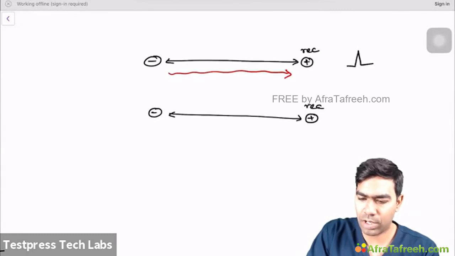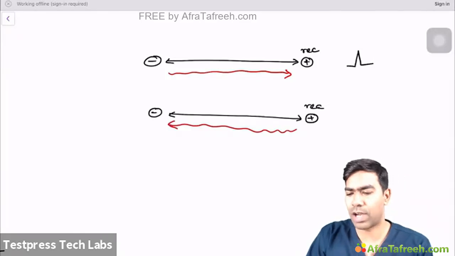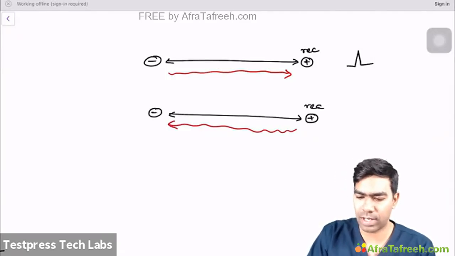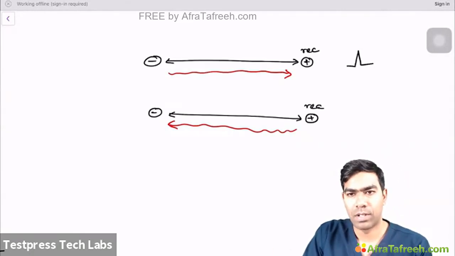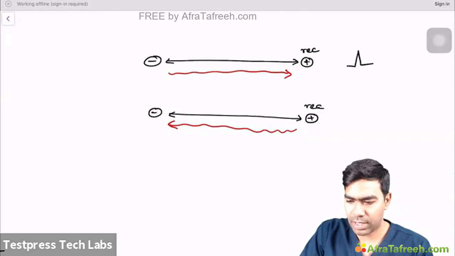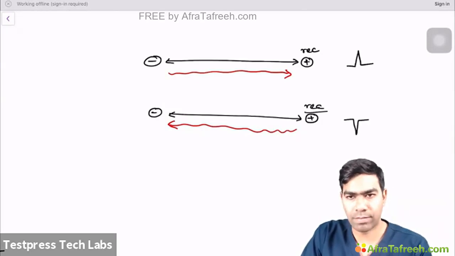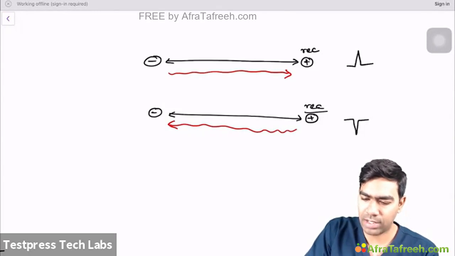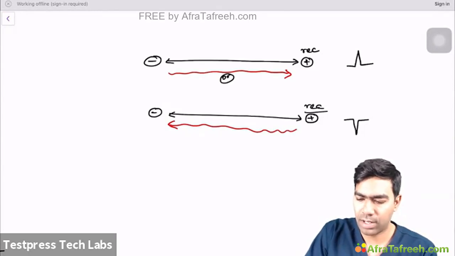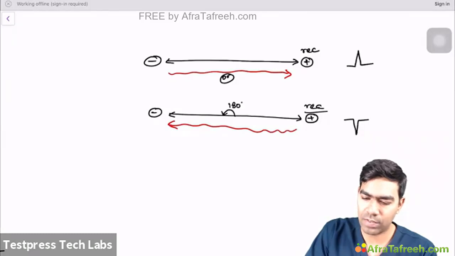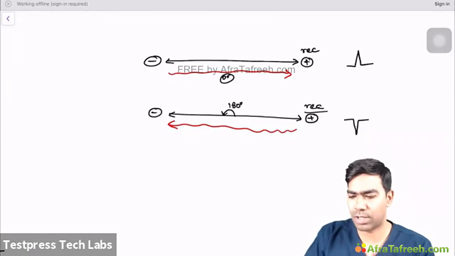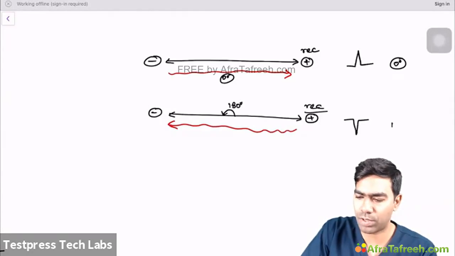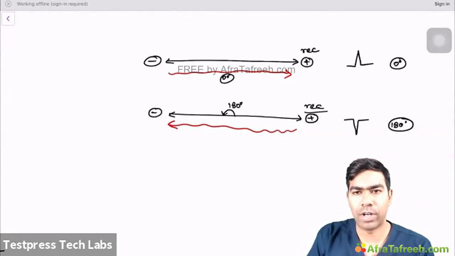Now I am talking about a depolarization vector that is moving exactly away from the recording electrode. What will be the deflection in the recording electrode? It's going to be full negative. Here the angle is 0 degree, which is fully parallel. Here the angle is 180 degree, which is fully reverse, opposite. So at 0 degree you get a full positive, and at 180 degree you get a full negative, depending on the direction of the vector.